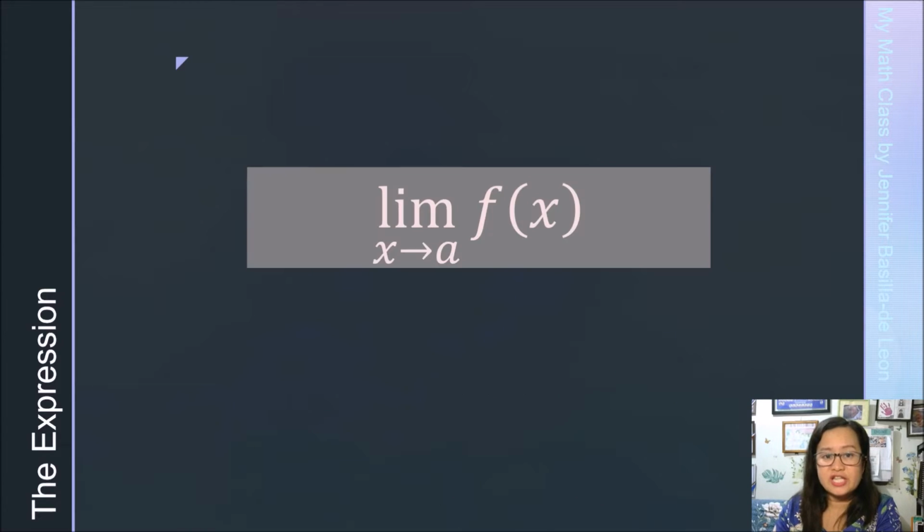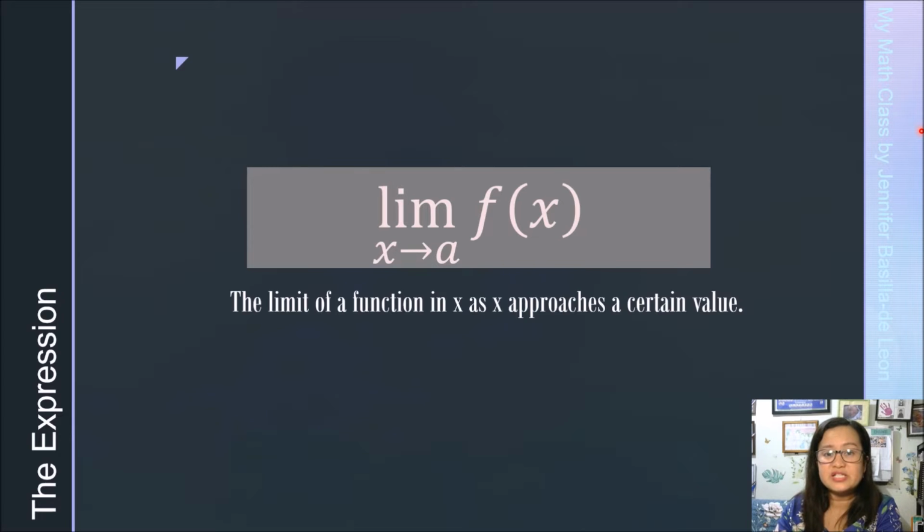First, let's understand the expression: the limit of f of x as x approaches a certain value. F of x is the function under consideration, and a is the value at which x gets closer and closer to, but never touches. If we are asked to evaluate this expression, it means that we have to find out the resulting value of the function under consideration when the variable x is replaced by a value that is closest to a.